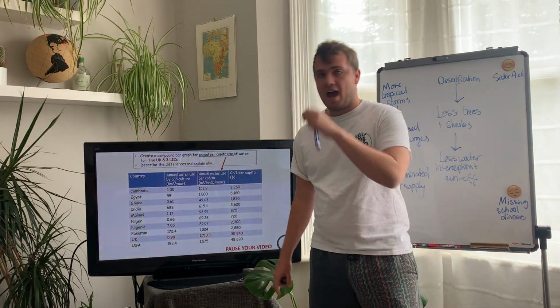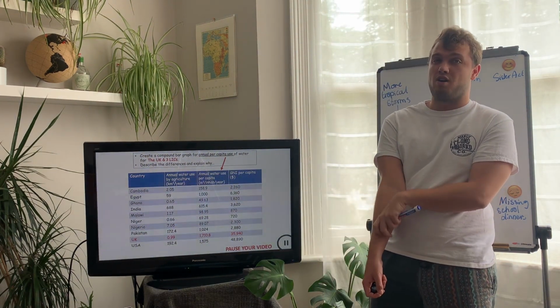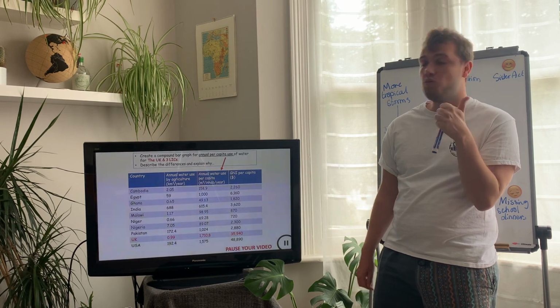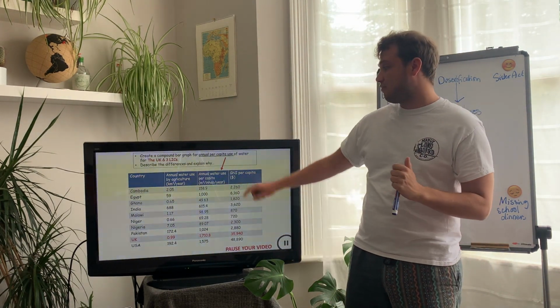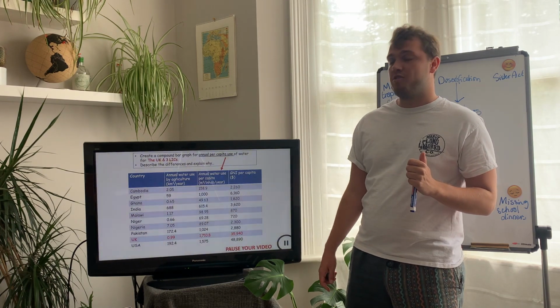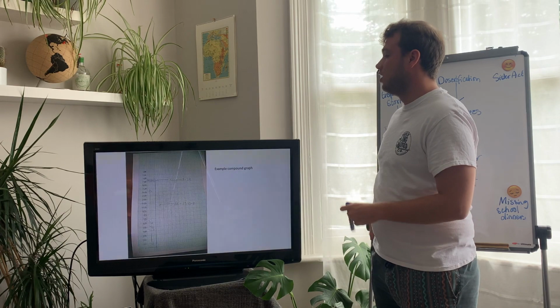So what I want you to do is you're only going to be focusing on this column here. And what you are going to be doing is creating a compound bar graph that will compare the UK to 3 of our low-income countries. So select 3 of our low-income countries, and you're going to be creating a compound bar graph. So I will show you what that will roughly look like.